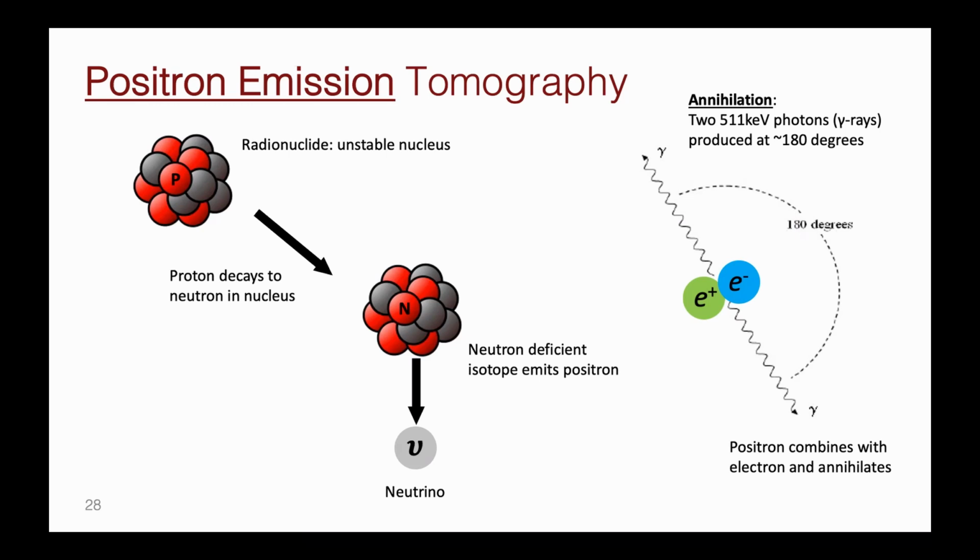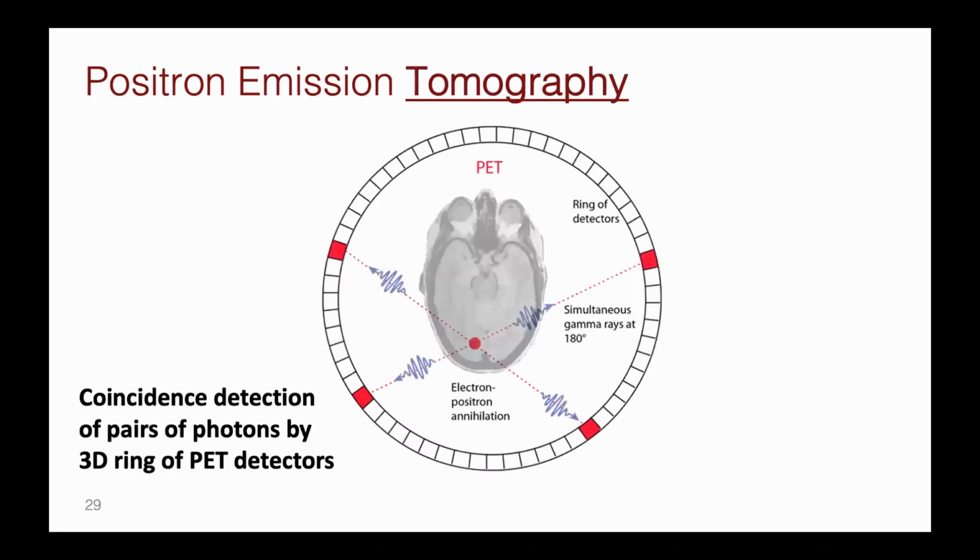So these two photons are the exact source of signal that we detect in PET imaging. And of course, all of these events happen inside the body after we inject the radiotracer into the patient. And the PET camera can then detect millions of such events happening very rapidly.